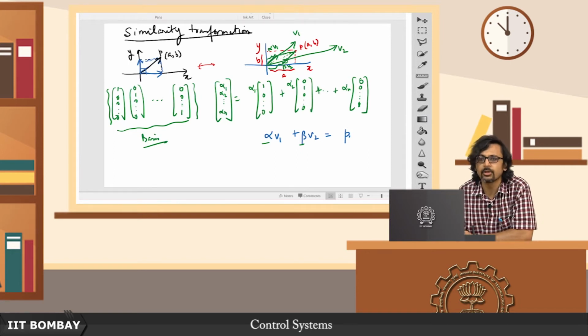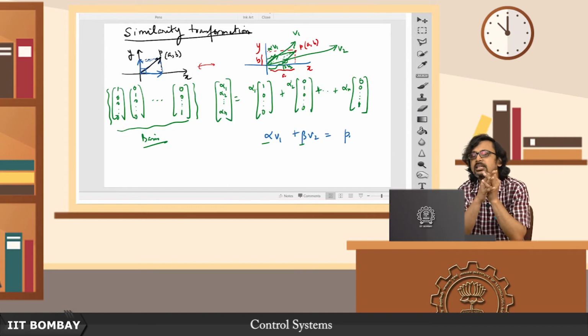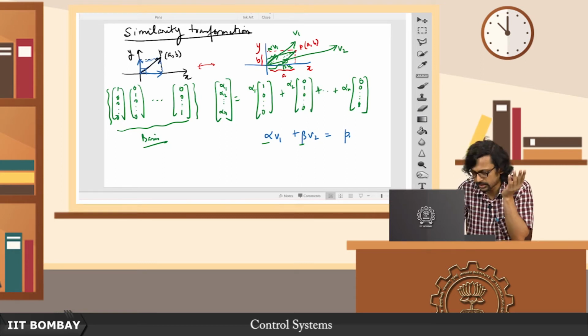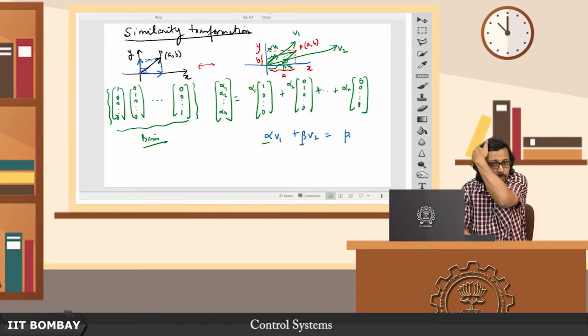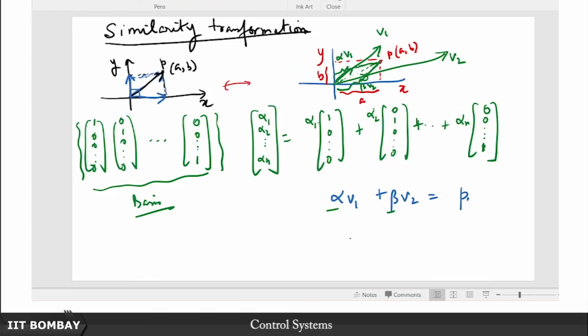So this is how you can geometrically, in 2 dimensions, see what alpha and beta are like. So then in terms of this new basis, V1 and V2, it is no longer A, B but it is alpha comma beta. So P can now be represented as alpha comma beta. Earlier, in the old basis, this P was A comma B. So it is a new representation of the same vector.